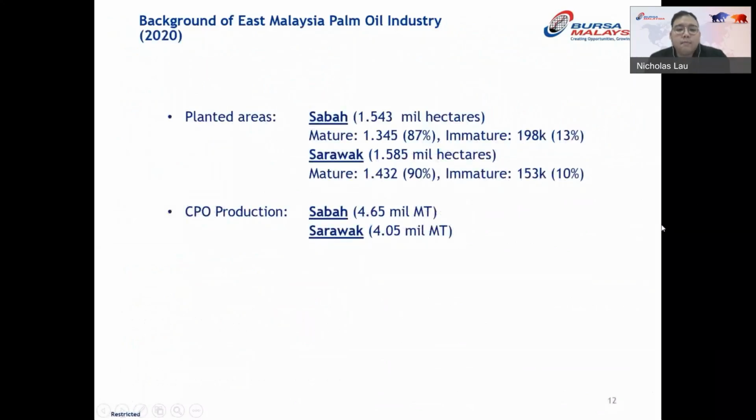Okay, in terms of planted areas, we can see here that the majority of it, of course, comes from Sabah and Sarawak. Sabah has about 1.543 million hectares. Sarawak has about 1.585 million hectares of planted areas. And in terms of CPO production, Sabah produced 4.65 million metric tons, while Sarawak produced 4.05 million metric tons last year in 2020.